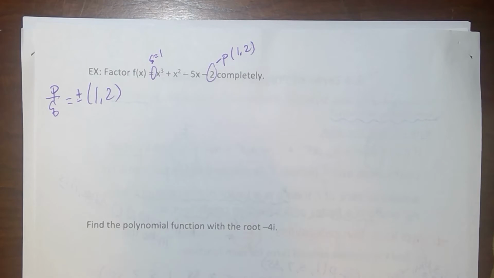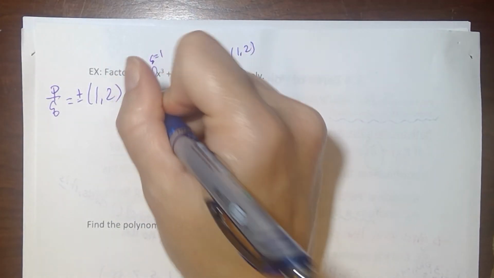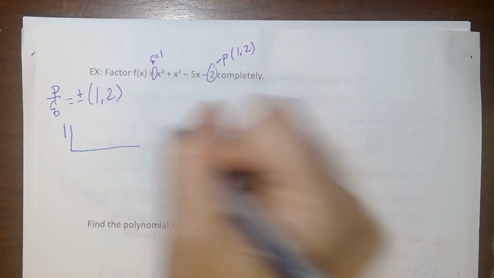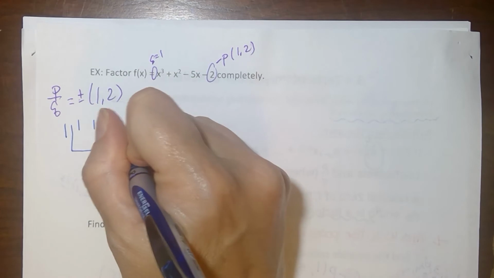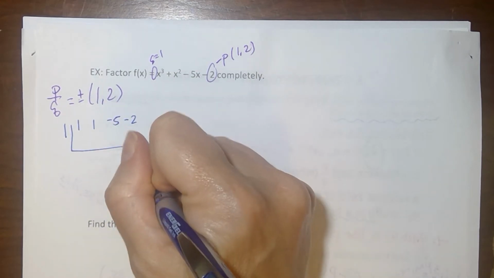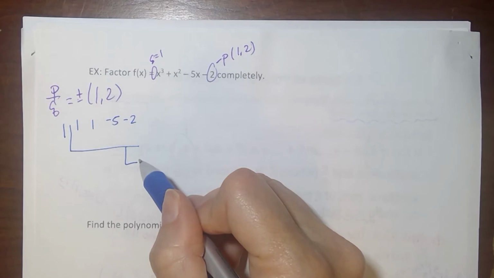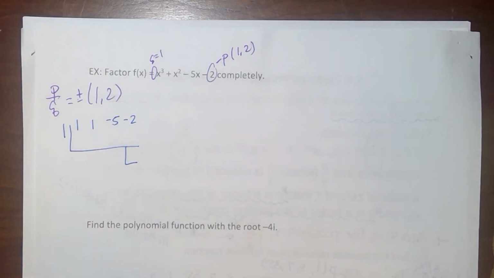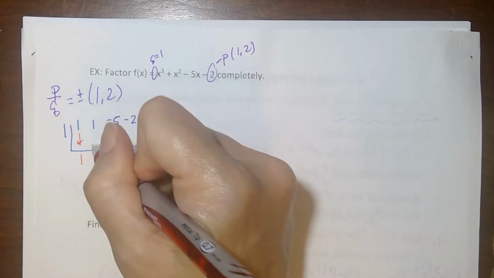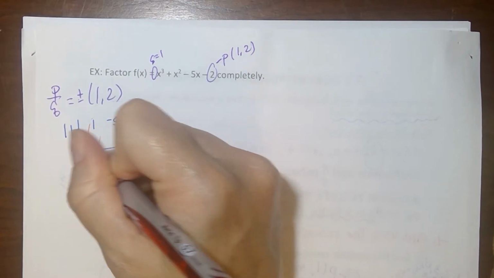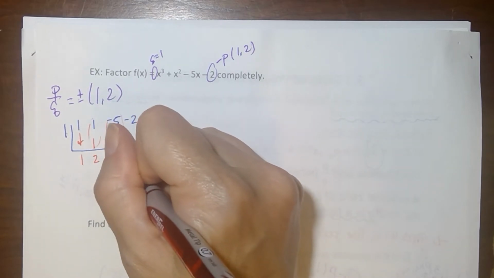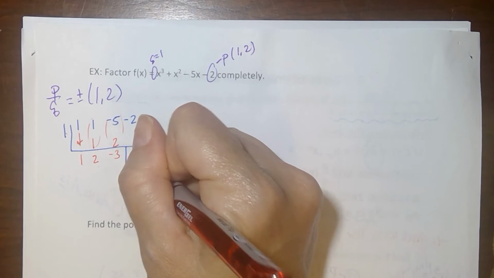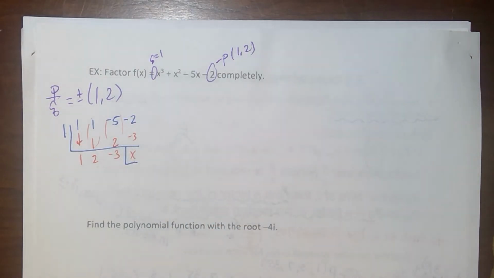So let's just start somewhere. Let's start with a positive 1. If I do synthetic division with a positive 1, and I've got every term represented here, I would have 1, 1, negative 5, negative 2, and I'm looking for that remainder, hoping it will be 0. With synthetic division, I always bring down my first term, multiply on the outside, add on the inside, multiply on the outside. Oh, look there, this isn't going to work. When I add on the inside, I get a negative 3. That is not going to add to 0. So positive 1 is not a root.